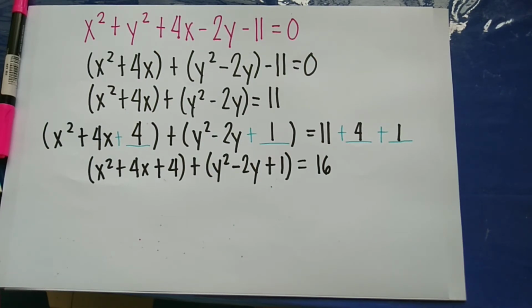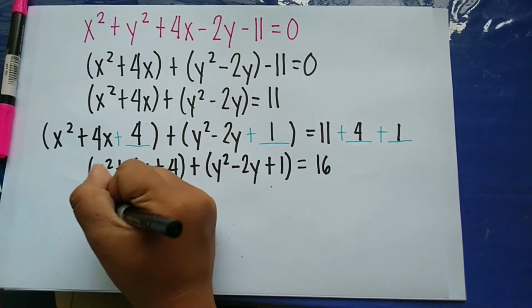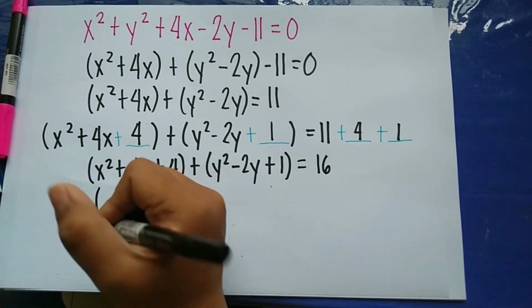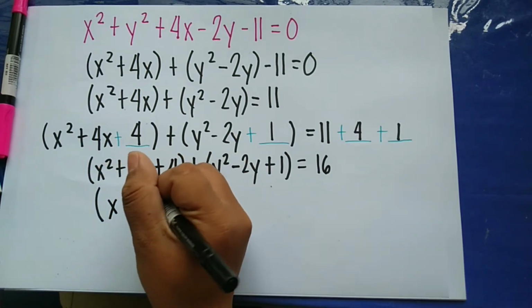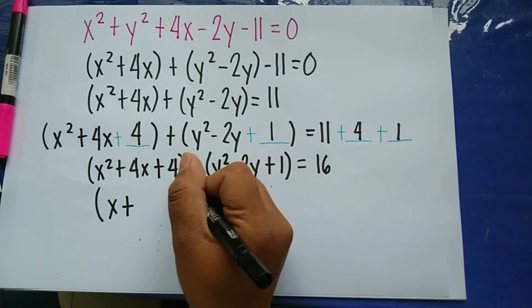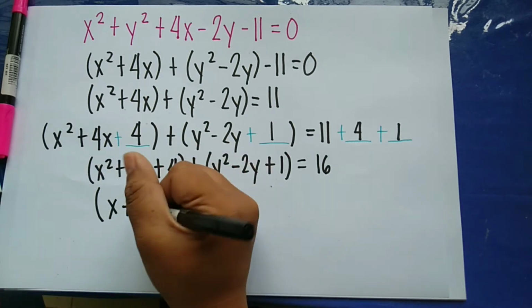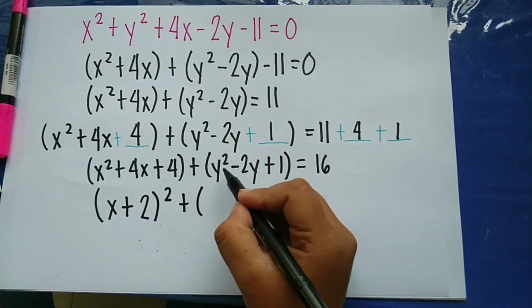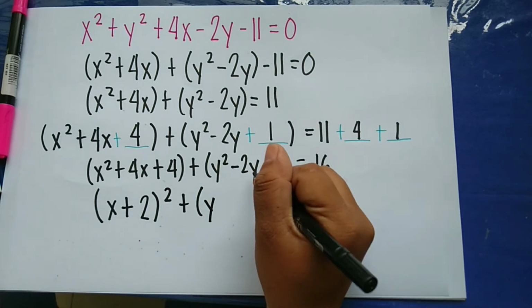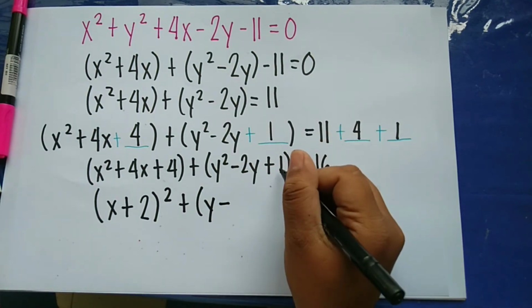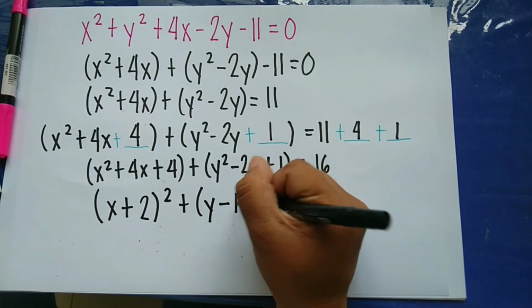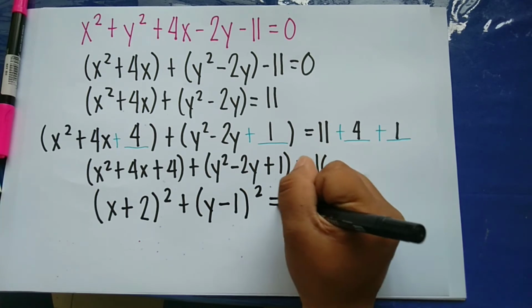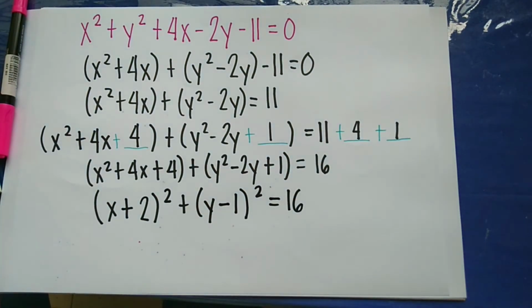Express the perfect square trinomials as the square of binomials to make the equation in the center-radius form. So here, you will get the square root of the first term, which is x. Copy the sign of the second term, plus. Then, get the square root of the last term. Square root of 4 is 2. You will put squared. Same here. Square root of y squared is y. Copy the sign of the second term, negative. Then, get the square root of the last term. Square root of 1 is 1. Then, put squared here. Then, copy 16. So, this is the standard form of the equation.